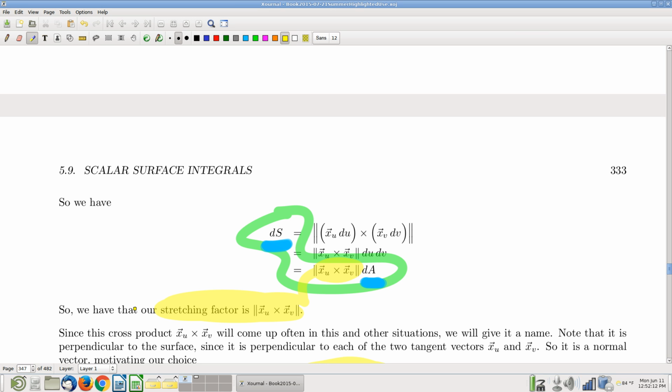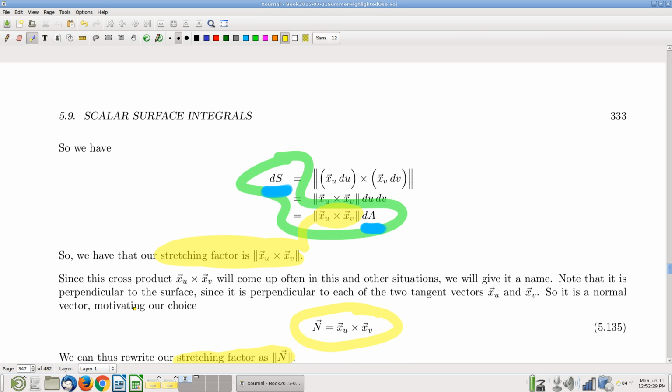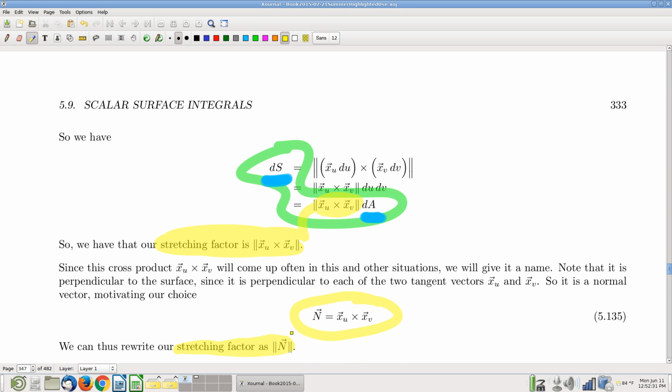Our stretching factor. You just have to memorize this formula, by the way. The formula for the stretching factor is the magnitude of the cross product of the two partial derivatives of your parameterization. So make sure to memorize that. By the way, that vector comes up a lot. So we've given that vector a name. The vector on the inside here. Let me highlight.